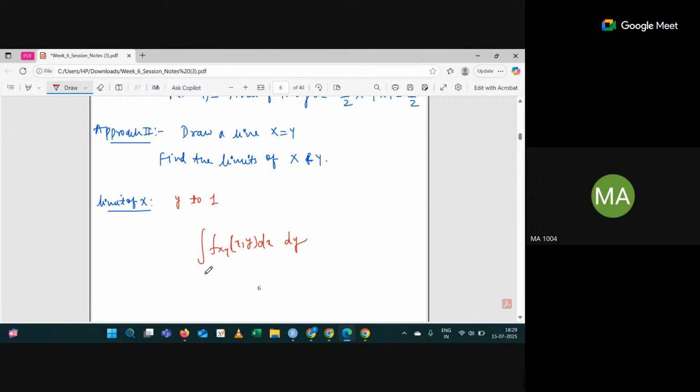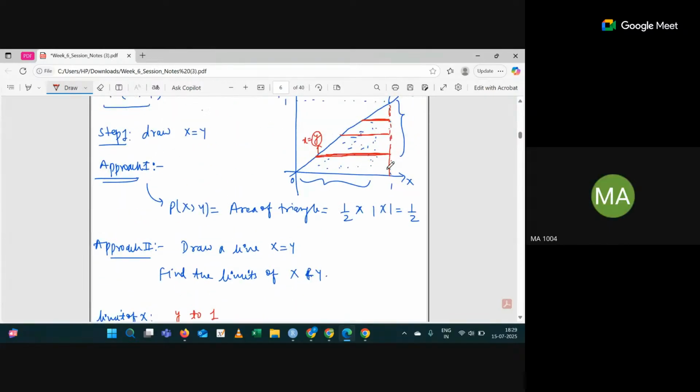So what is the limit of x? It's y to 1. And in the second integration, what is the limit of y? It's 0 to 1, right? Because y is moving from anywhere. There is no restriction on y. I'm just keeping that aside and trying to find out the limit of x first.